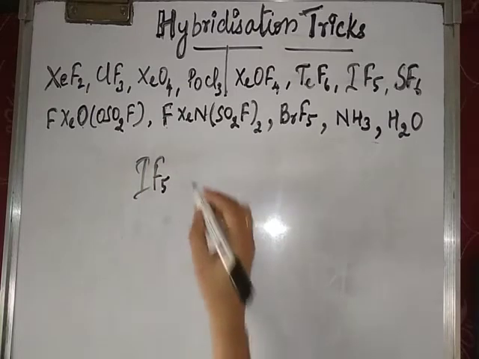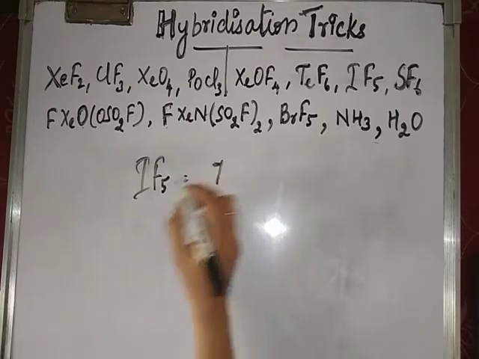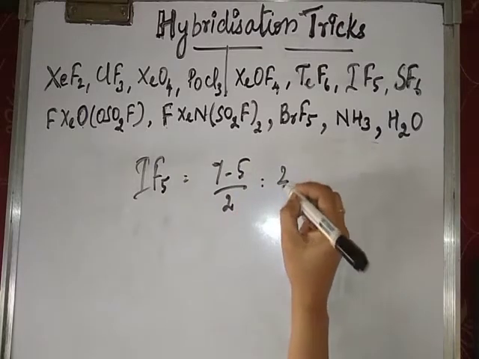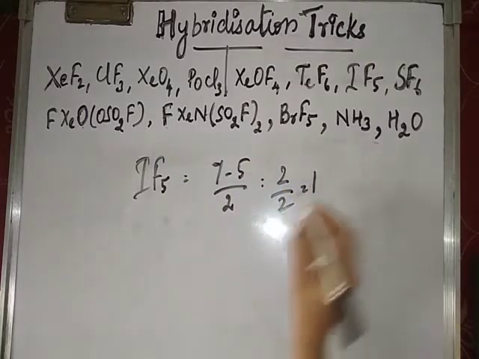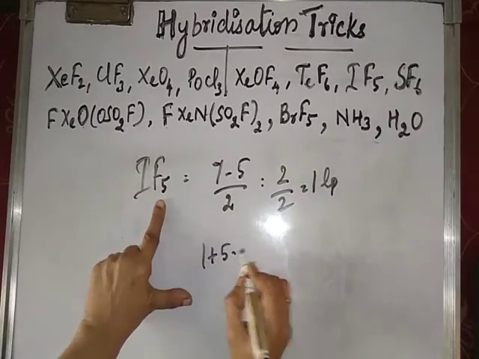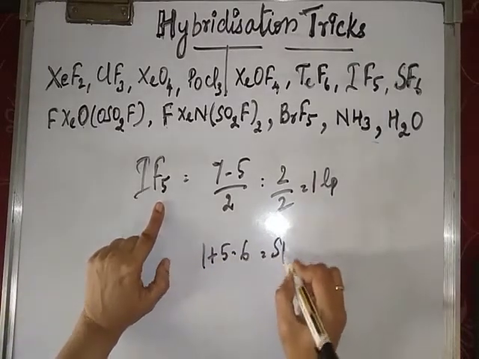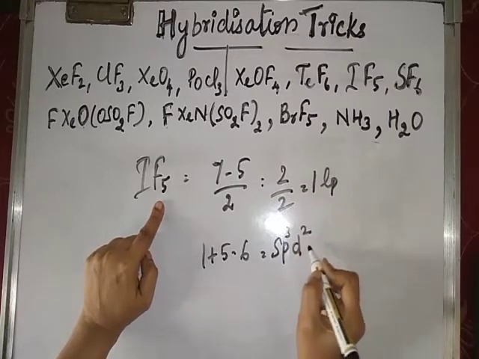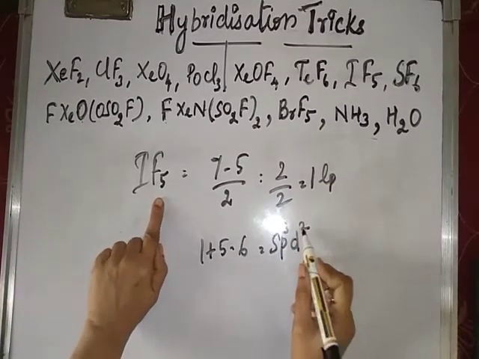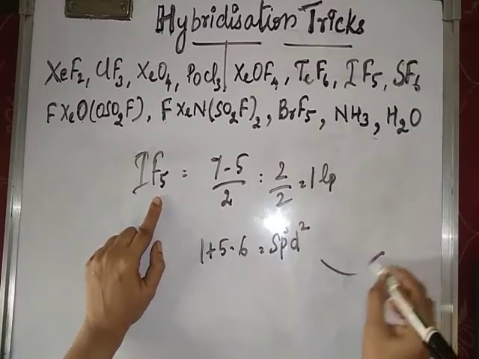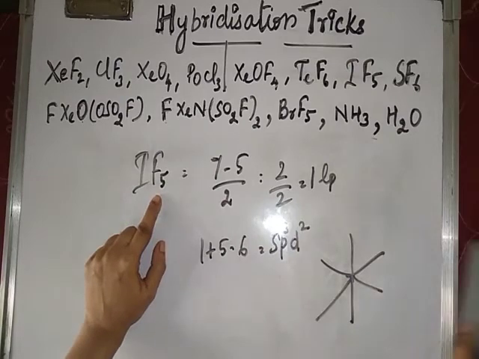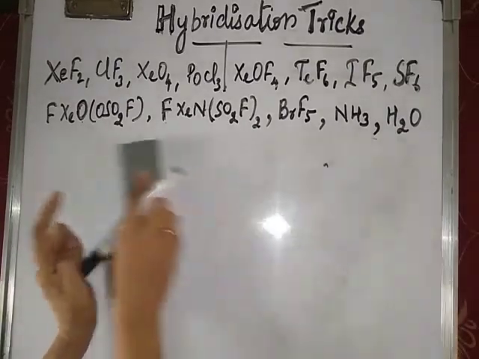Here again, this is 7 valence electrons minus 5, divided by 2, so 2 divided by 2, which is 1 lone pair of electrons, plus 5 bond orbitals, which is equal to 6. 6 means sp3d2, so as it is the same, this is 4 and this is 1, 5, 6, octahedral structure, the same as earlier I said, only octahedral. And the next one is SF6.